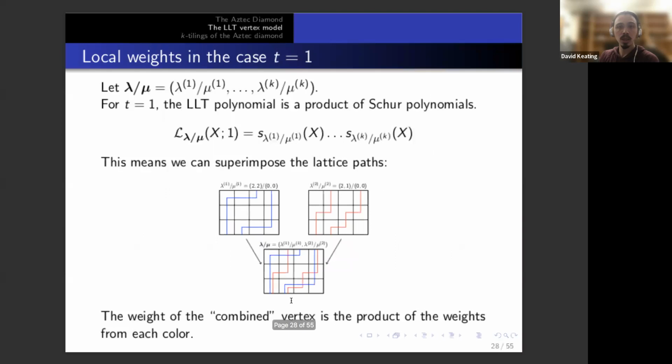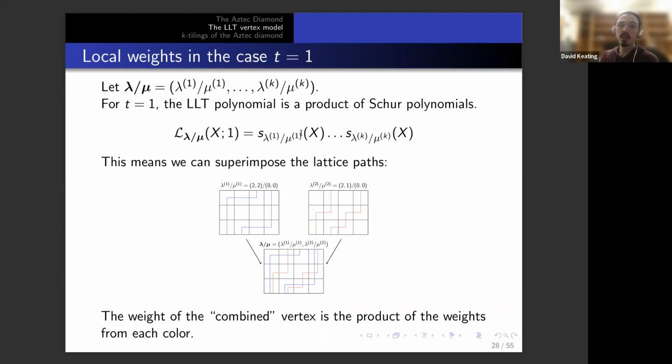When t is equal to 1, then each of the shapes is not interacting with any of the other shapes. So we just get a product of Schur polynomials. And since we know a vertex model for each of these Schur polynomials, we could think, well, why don't we just draw those in different colors and then overlay them?